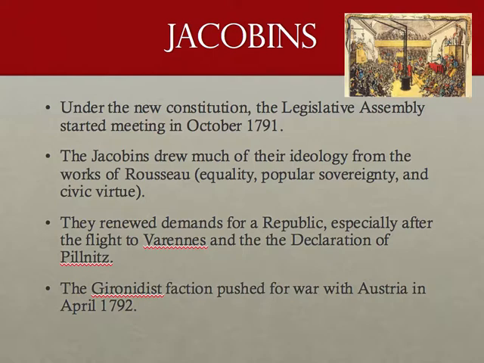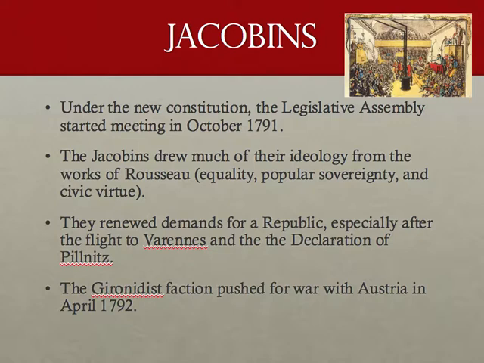The Legislative Assembly had started to meet, as I said, in the autumn of 1791. One group that emerges is called the Jacobins. They are more radical than some of the earlier revolutionaries that met at Versailles in 1789. They draw their ideology from the works of Jean-Jacques Rousseau and the concept of the popular will, the will of the people. They believe in equality, a more radical notion of equality, of popular sovereignty, and of being virtuous democratic citizens or republican citizens.